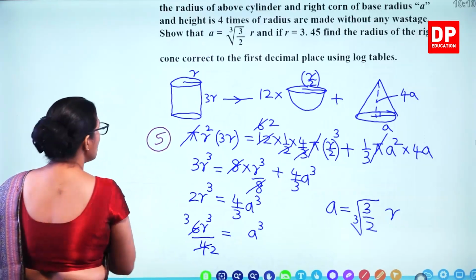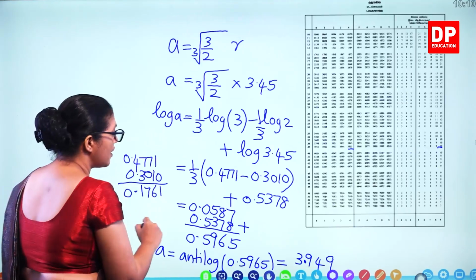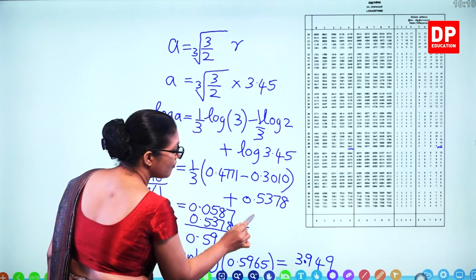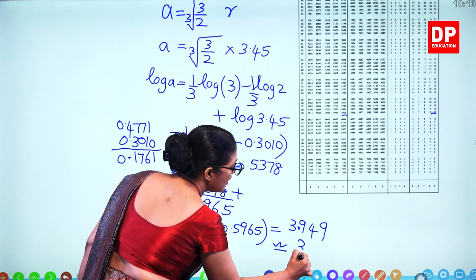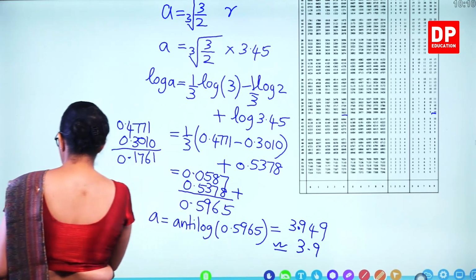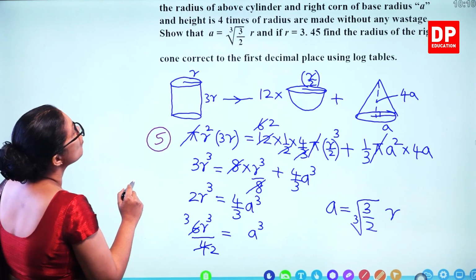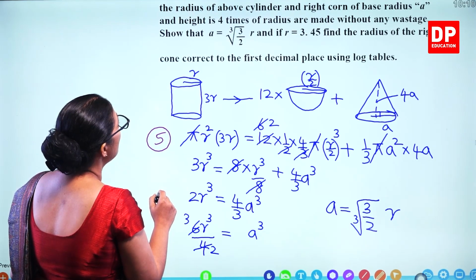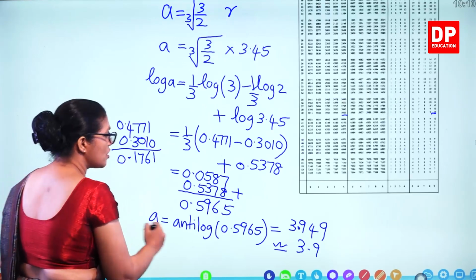So we'll check the question. Correct to first decimal place. That's 3.9. And what's the unit? It's not given. So you can say just units.